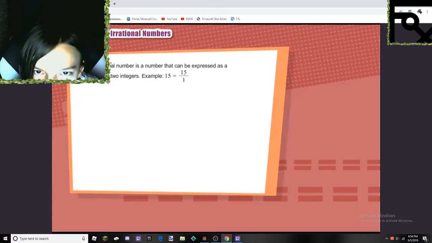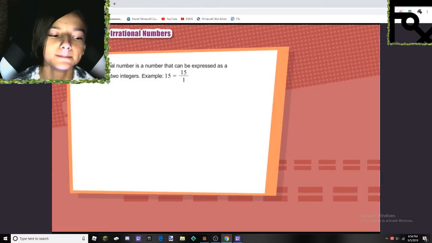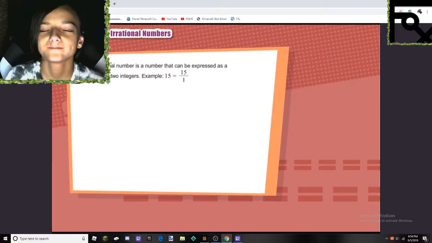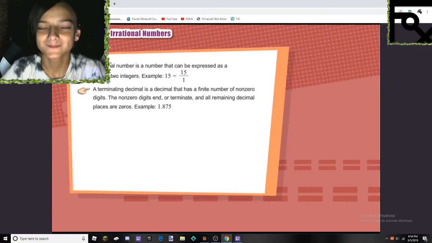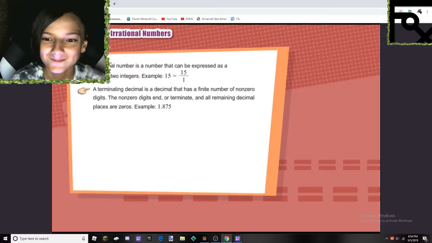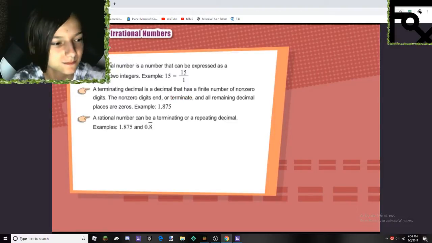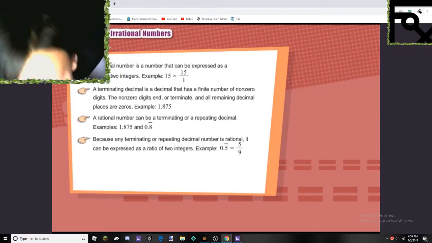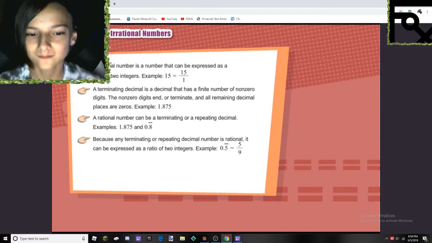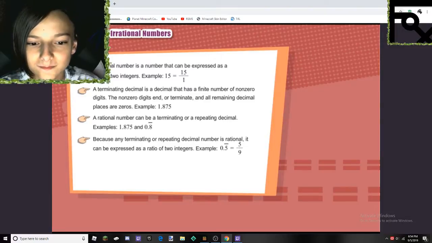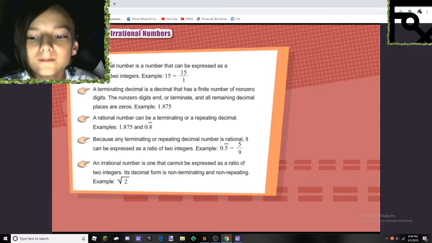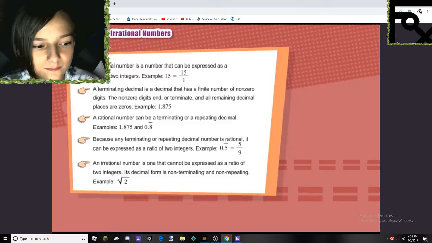Okay, let's review. A rational number is a number that can be expressed as a ratio of 2 integers. A terminating decimal is a decimal that has a finite number of non-zero digits. The non-zero digits end or terminate, and all remaining decimal places are zeros. A rational number can be a terminating or a repeating decimal. Because any terminating or repeating decimal number is rational, it can be expressed as a ratio of two integers. An irrational number is one that cannot be expressed as a ratio of two integers. Its decimal form is non-terminating and non-repeating.